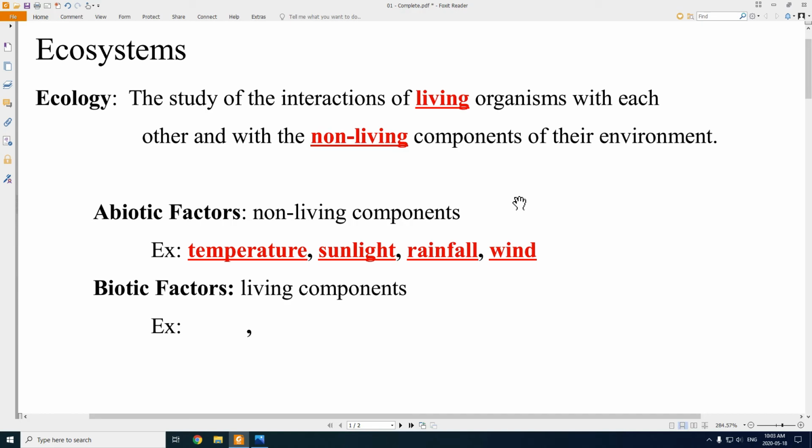And then biotic are all of the living things. So this would include all of the plants and all of the animals. We'll do some examples here in a minute, but just abiotic are all of the non-living things in an ecosystem. Biotic, what are the living things?